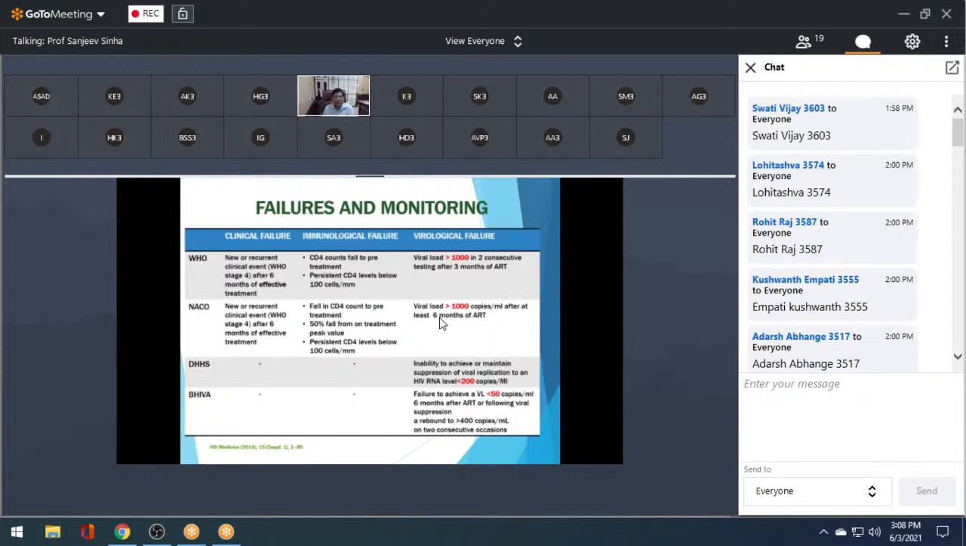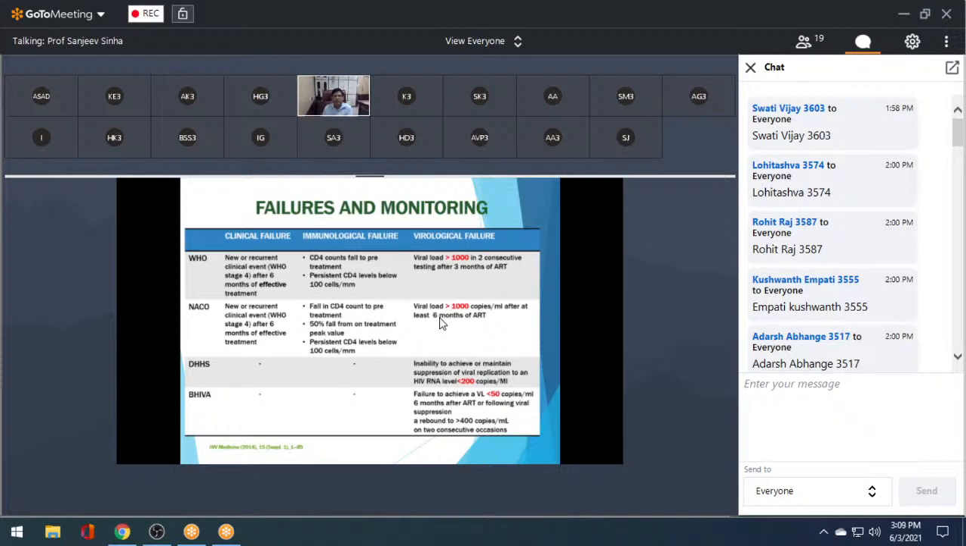what are the symptoms we see? We see new or recurrent clinical events, or new onset of chest infection or any other persistent infection, which I discussed in the previous slide. So here, after starting the 6 months of antiviral therapy, we say the patient is not responding to antiviral therapy and there is a kind of clinical failure.